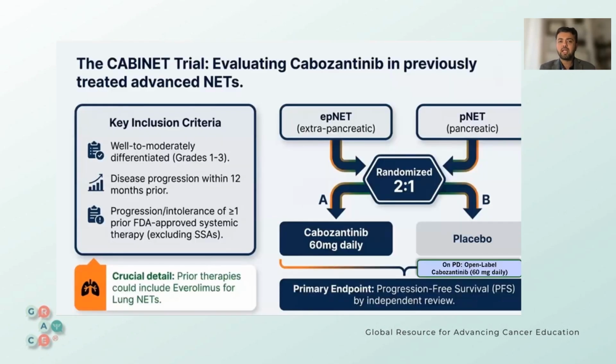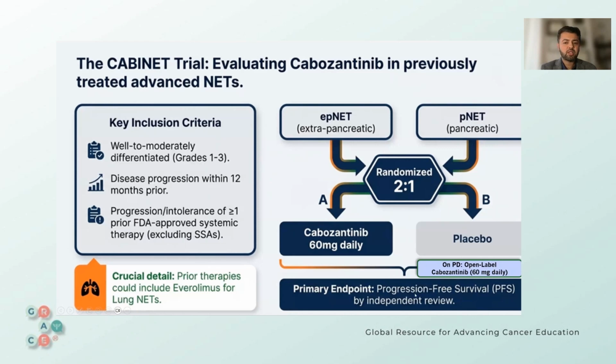The second one is cabozantinib, and a trial named the CABINET trial evaluated this. It included extrapancreatic neuroendocrine tumors as well as pancreatic neuroendocrine tumors. It was a randomized design, which means that in this clinical trial, two-thirds of the patients were randomized to cabozantinib and one-third received placebo. But if those patients progressed, they were then given open-label cabozantinib as well.